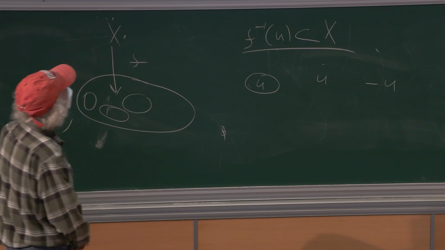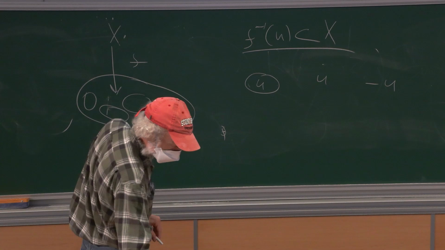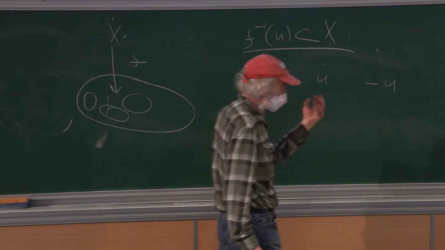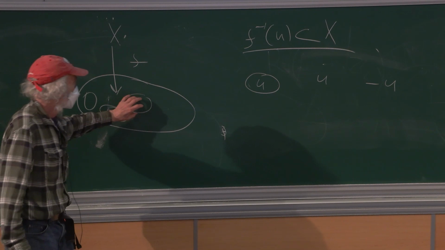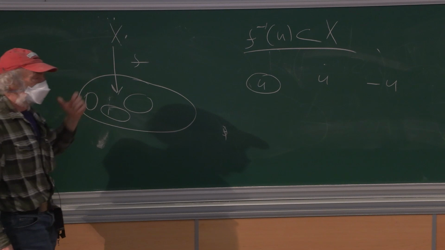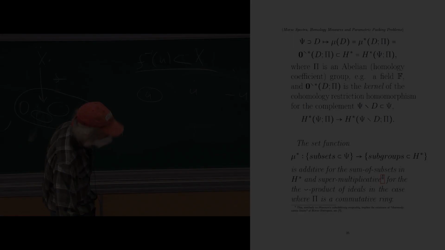And it is, property is subadditivity. Because what you assign is an ideal in this cohomology ring, right? It's not a set, it's an ideal. Or a linear subspace, if you forget about multiplicative structure. So to each open set, you assign a linear subspace in some cohomology algebra. And it is additive, as a measure.